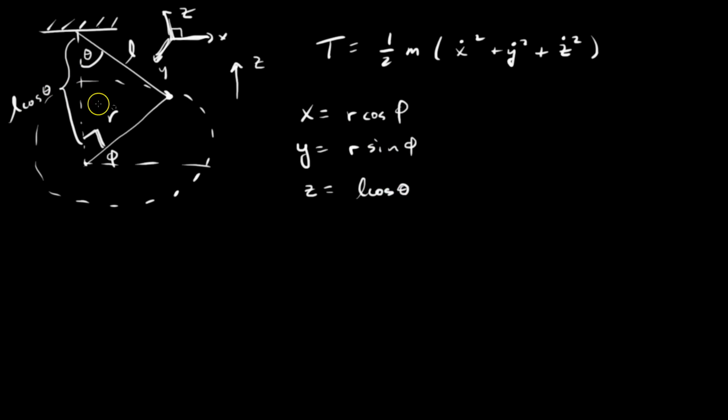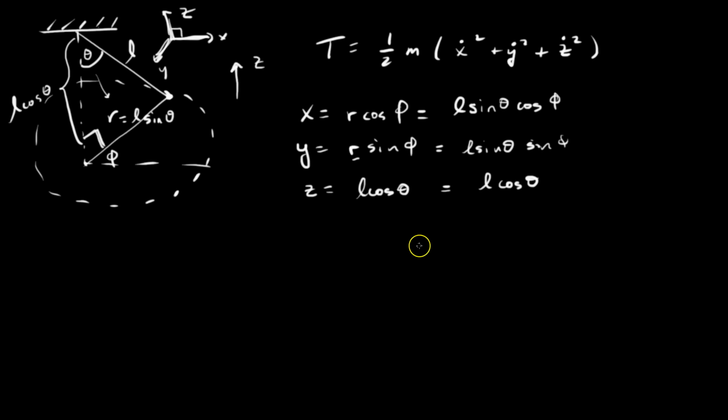Okay? And if this is L cosine theta, we know R is L sine theta, right? It's just the opposite. So R is L sine theta, so x is going to be L sine theta times cosine phi. y is going to be L sine theta, I'm just substituting for R, times sine of phi. And z is going to be just L cosine theta. See how easy that was? That's it. Now we just take the derivatives.